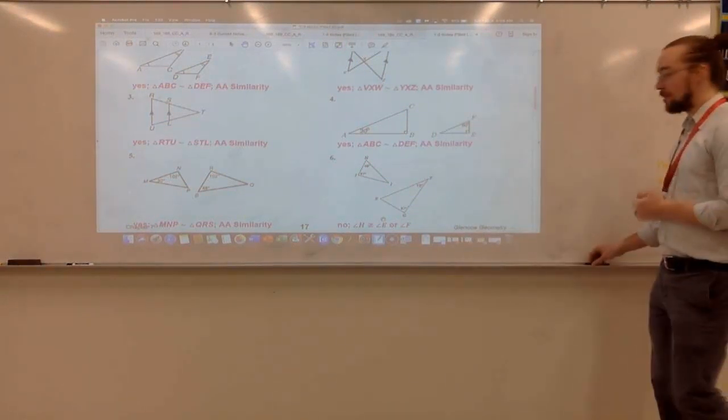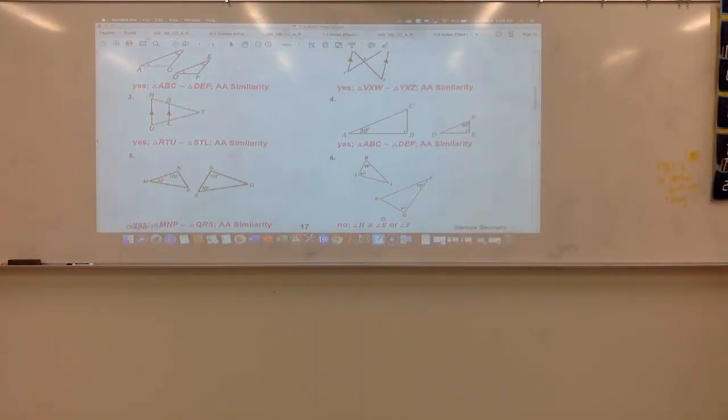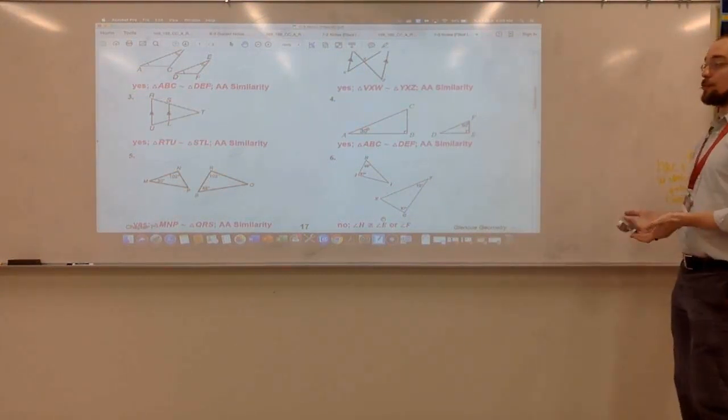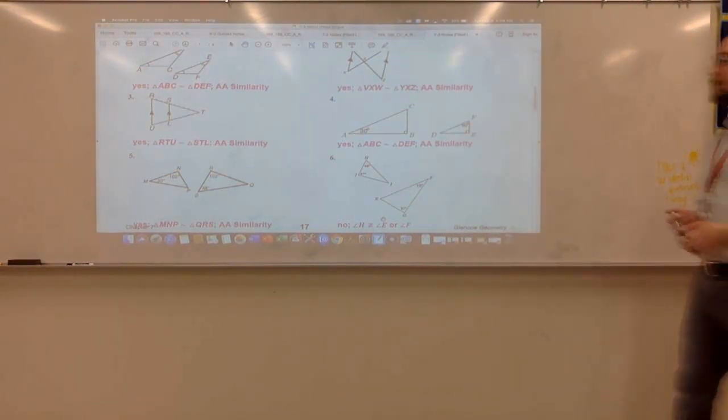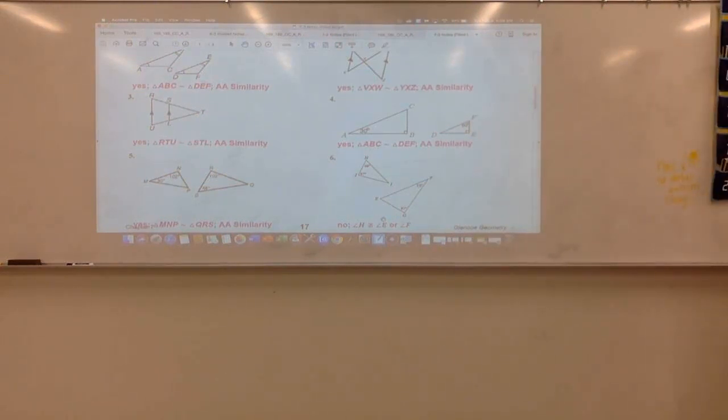All right, here are the answers for these. The only one that ended up not being similar was number 6. For 1 through 5, we could show that they are similar, and also write a correct similarity statement to match up corresponding pieces. Any questions on these?